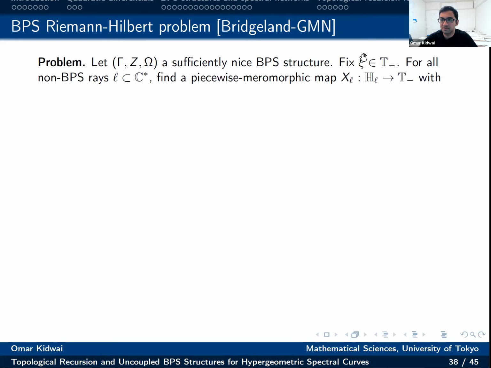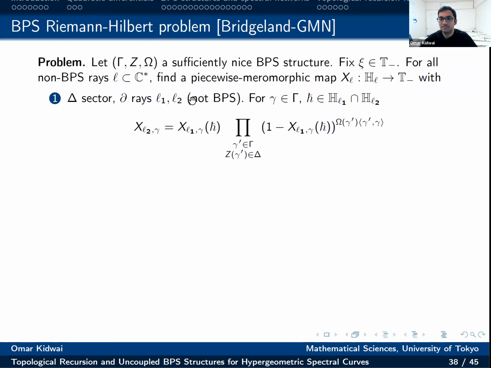I fix a twisted homomorphism, and then for every non-BPS ray ℓ in the complex plane, I want to find a piecewise meromorphic map from the half plane centered on ℓ into this twisted torus. And it's got to have the following properties. If I have a sector, sorry, I can't draw, but say its boundary rays are ℓ1 and ℓ2, so on the bottom right here I've got ℓ1 and slightly above it I've got ℓ2.